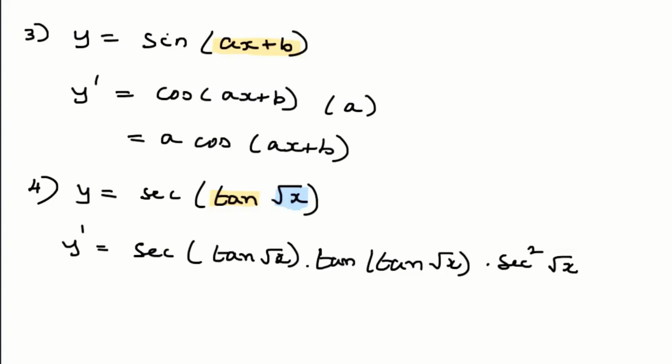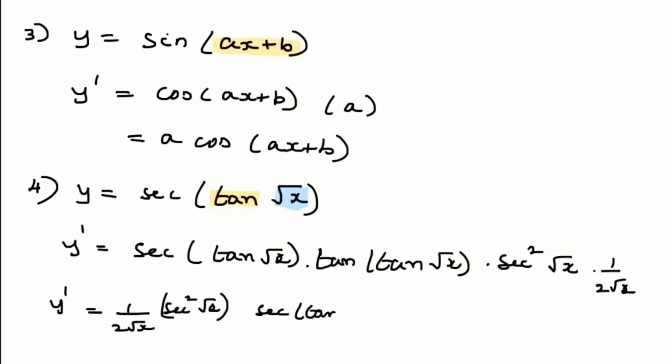Now what is differential of root x? So it is 1 by 2 root x. Is it not? So the final answer goes like this. y dash is equal to 1 by 2 root x into secant square root x into secant of tan root x into tan of tan root x. Is it clear?